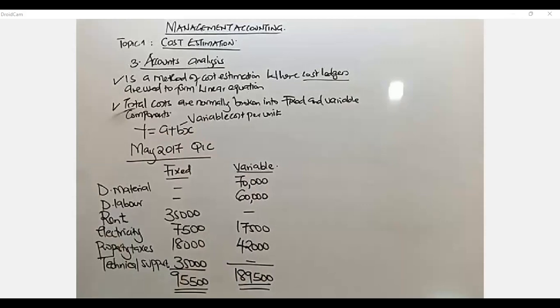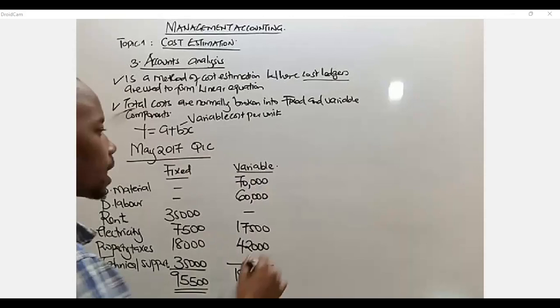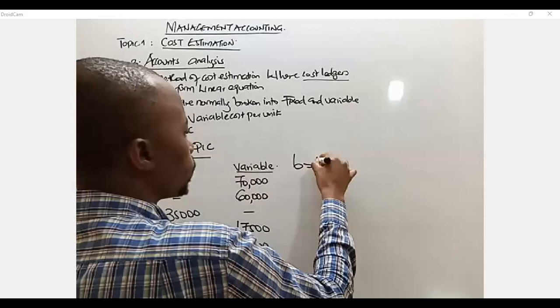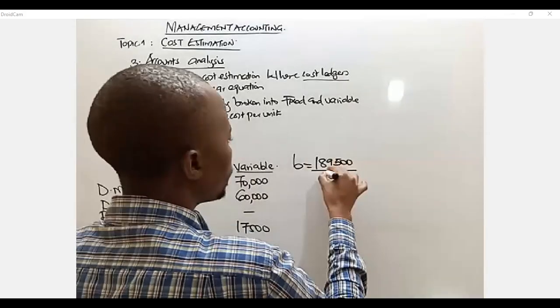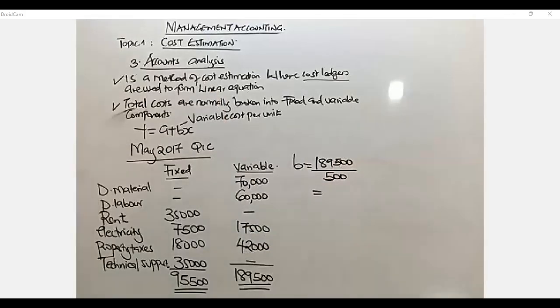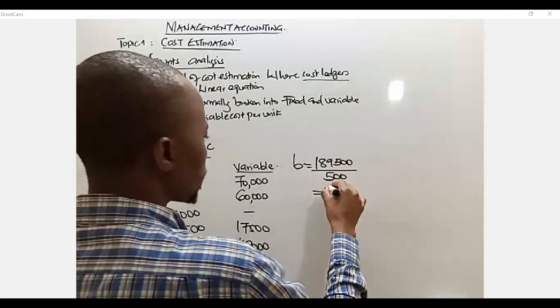On the first sentence of the question, we are being told that Baraka Limited manufactures a single product which is meant for the local market only. The monthly demand of the product varies from one month to the other. During the month of April 2017, 500 units were produced. So in this case, I can say, get my B, I'm going to be taking the total variable costs, which is 189,500. We divide by the number of units produced, 500. How much is this? I'm getting around 379 per unit.